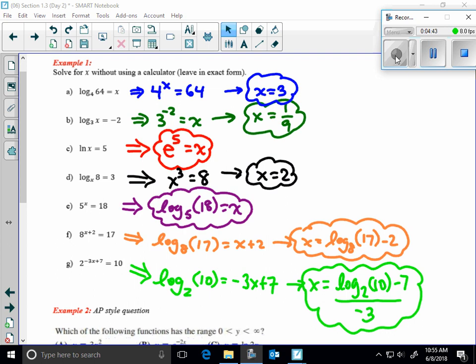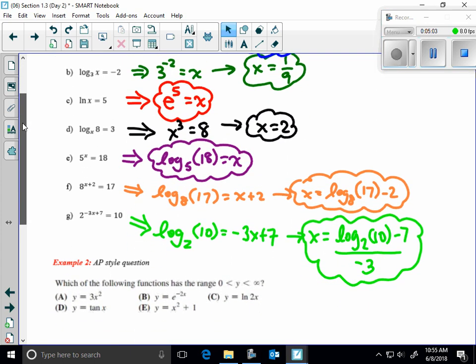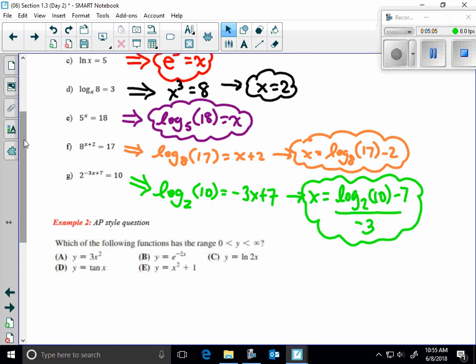Okay, part D, x cubed equals 8, so x equals 2. Part E, writing that in logarithmic form, I get log base 5 of 18 equals x. Can't go any further without a calculator. F, log base 8 of 17 equals x plus 2. I subtract 2 from both sides, and I get x isolated. And part G, not the greatest color selection, but I could write that in multiple forms. I'd have log base 2 of 10 minus 7, over negative 3.